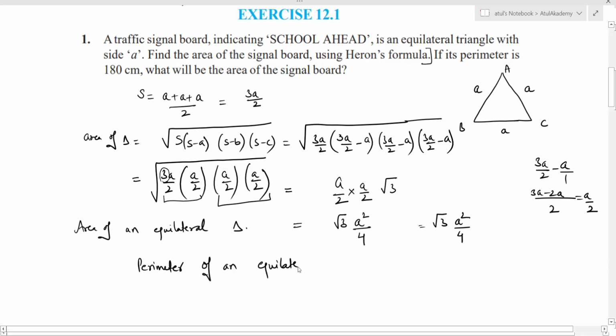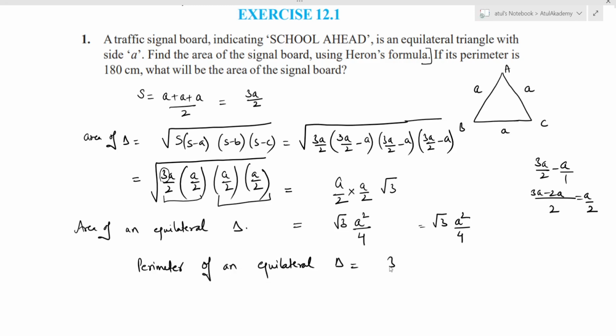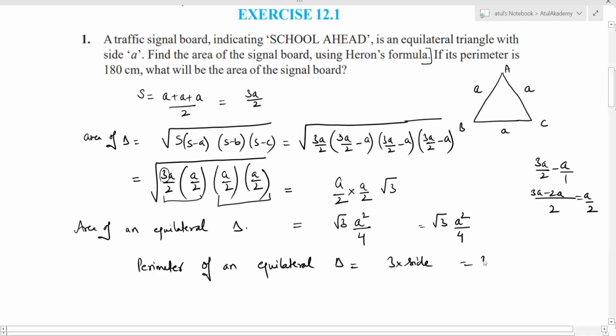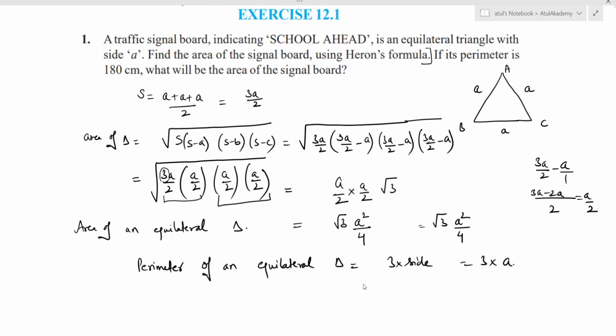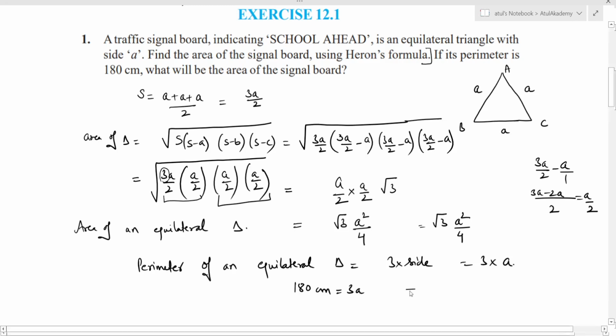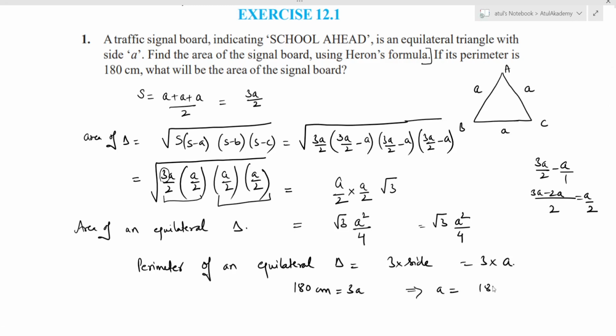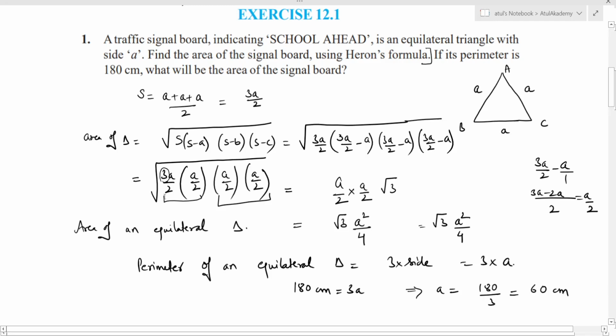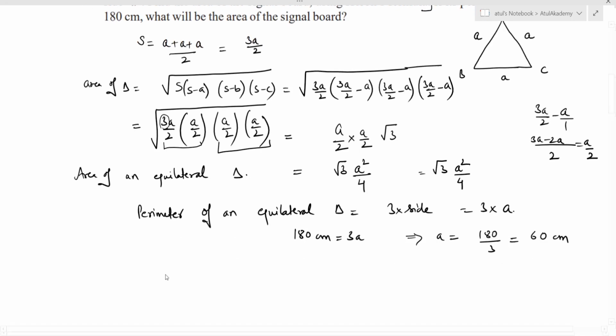The perimeter of an equilateral triangle is 3 into side, which is here 3 into a. And the perimeter is given as 180 centimeter, so 3a equals 180. So I'll get from here a equals 180 divided by 3, which is 60 centimeter. I got the side as 60 centimeter. Now let's find the area.